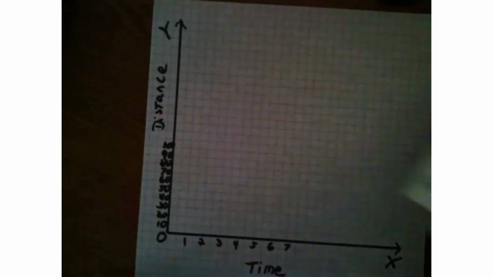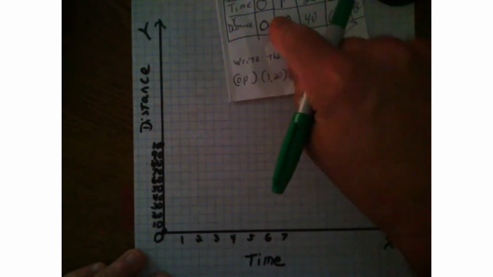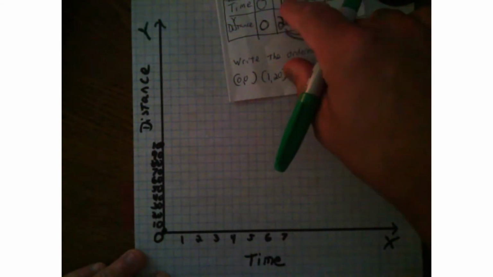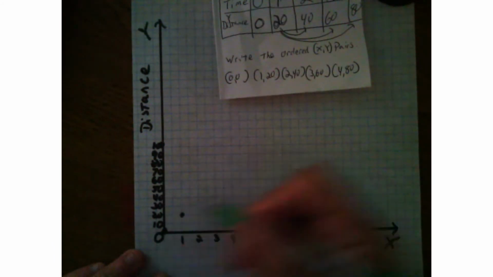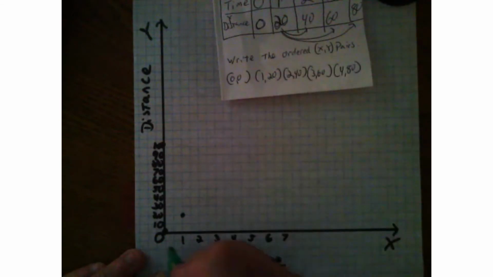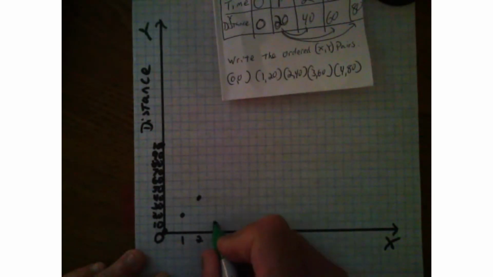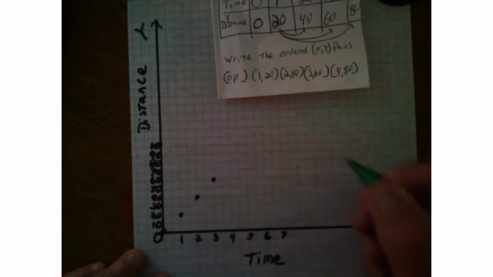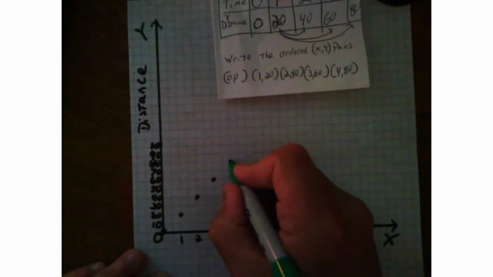Now, let's plot our points. We got 0, 0. That's our origin. At 1 minute, he went 20 inches, so right up. 1 and 20. At 2, he went 40. Right up. 2, 40. 3, right up, 60. And 4, 80.